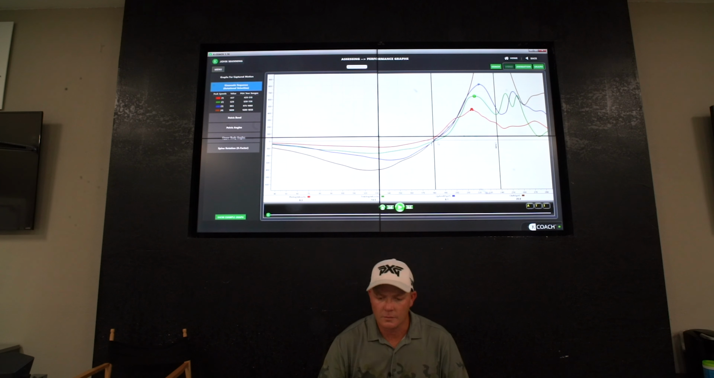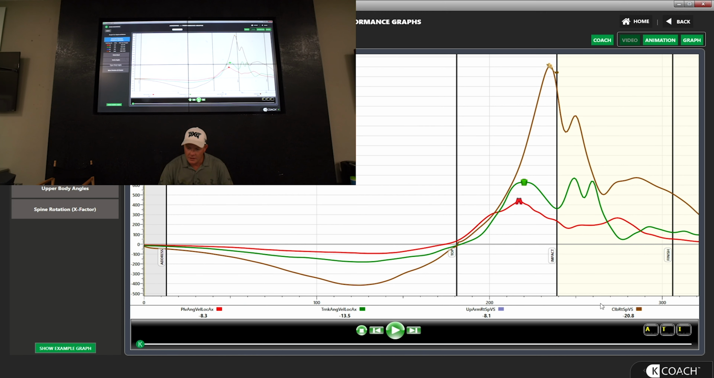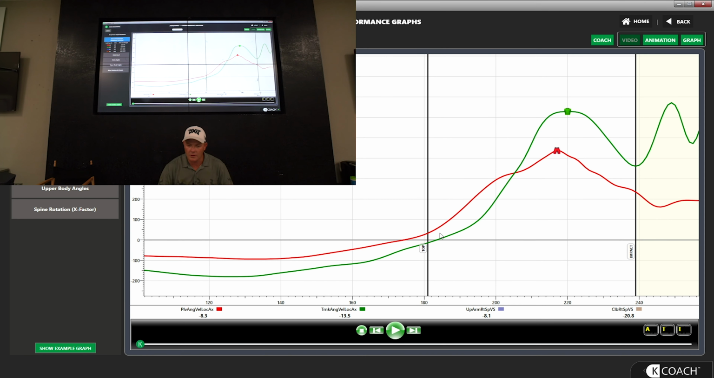The first one, we'll take a look here on this particular graph. I'm actually going to eliminate the arm and the club, so I've only got the pelvis and the upper body here. Anytime we see this proximal segment rotating faster or above the distal segment, that's called loading. And that's when we get into an eccentric muscle contraction, which is actually going to help us generate the most possible power.